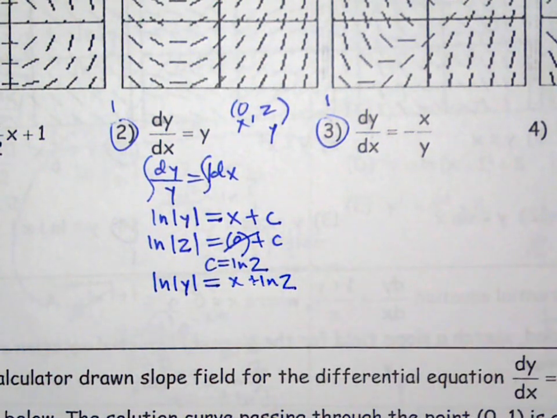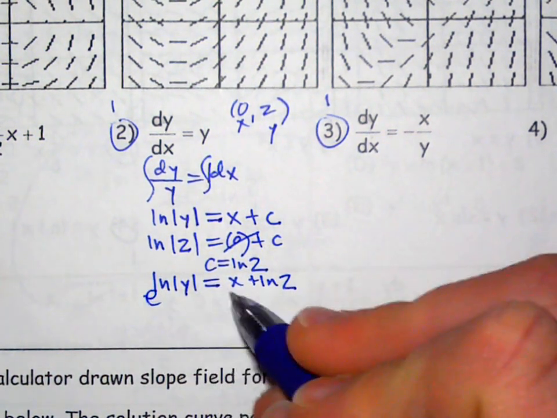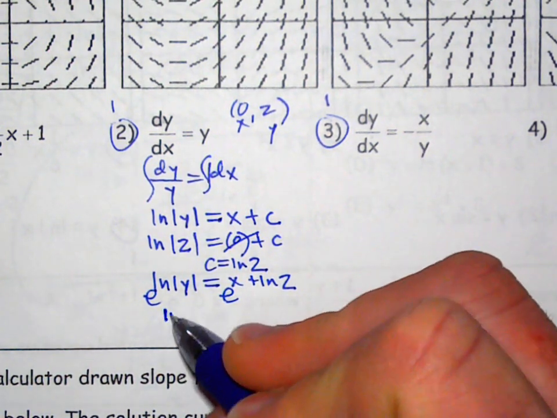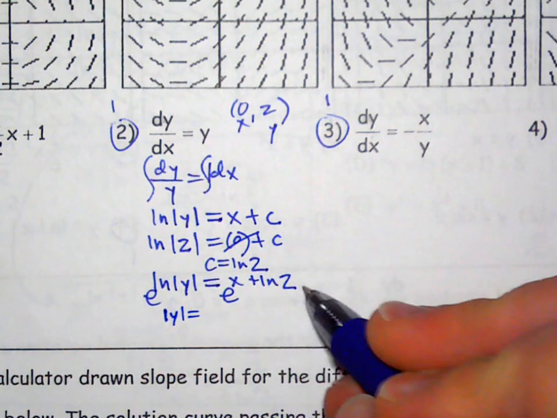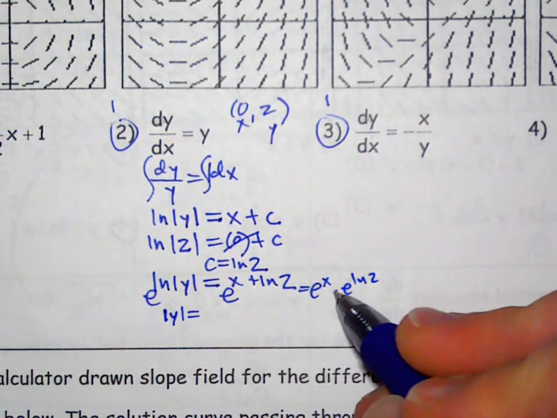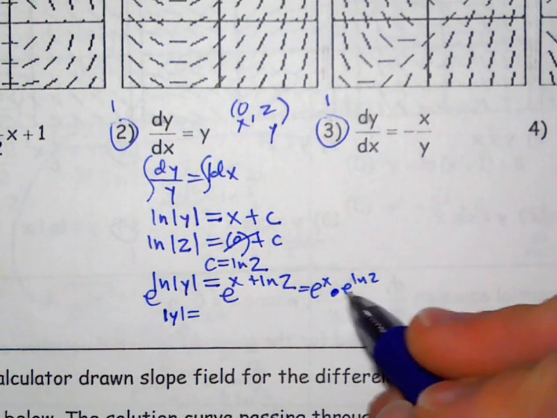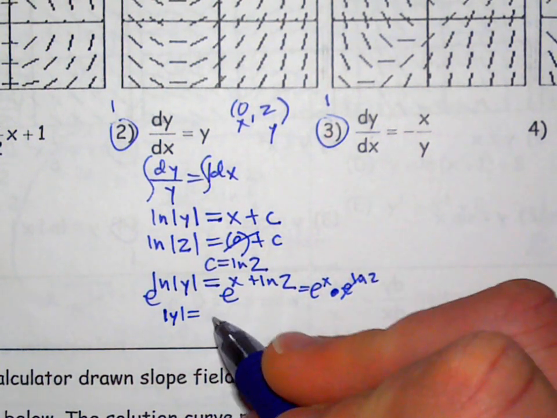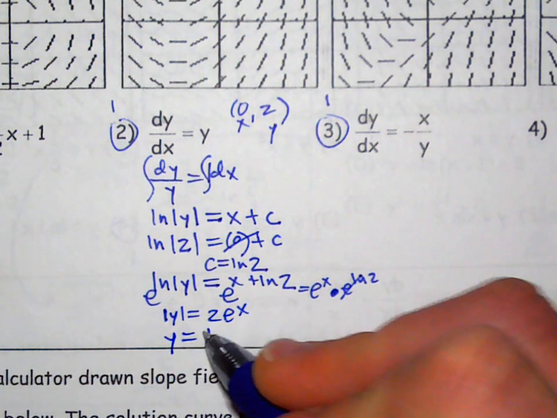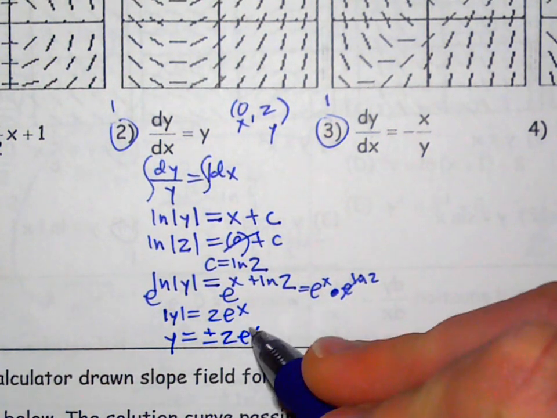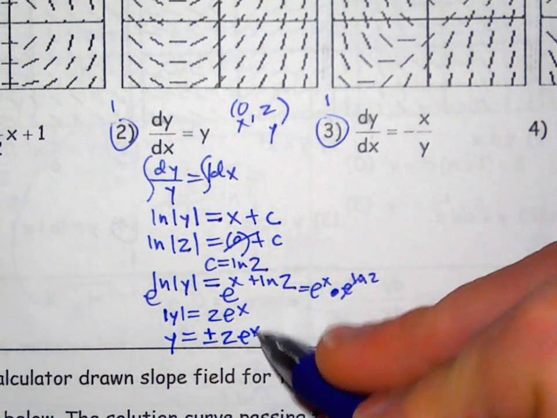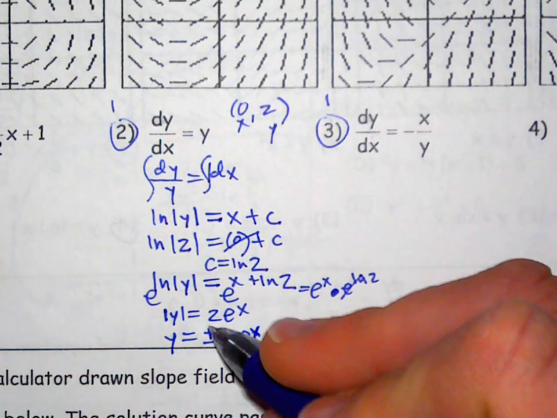Now we've got to get y by itself, so we're going to exponentiate both sides. That's going to give you the absolute value of y. Over here, we're going to use rules of exponents to break this up into multiplication. That's going to give you a 2, so we have 2e to the x. To get rid of the absolute values, we've got to do plus or minus. Now, we should pick if it's plus or minus based off the initial condition. If I plug 0 in for x, I should get positive 2 for y, which would mean we've got to go with the positive.